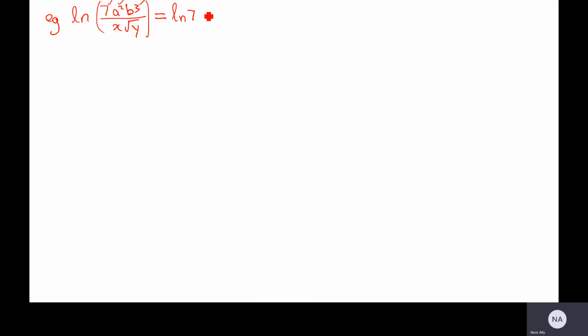So it's a ln of 7 plus the ln of a squared. Yes, what's the next one? Write it down. That's right. Plus the ln of b cubed. Now x is in the denominator, so what sign will that get? Minus the ln of x.